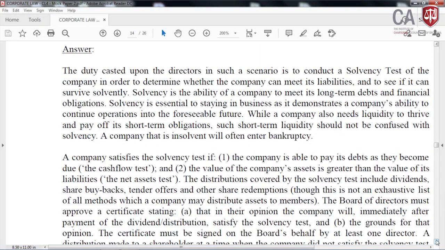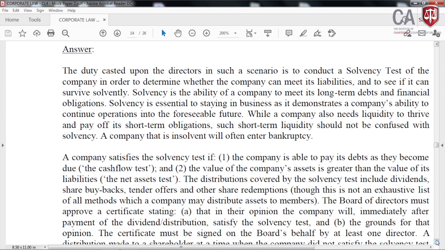So the answer is that the duty cast upon the directors in such a scenario is to conduct a solvency test of the company in order to determine whether the company can meet its liabilities and survive solvently. Solvency is the ability of a company to meet its long-term debts and financial obligations, because no shareholder would want his own company to go bankrupt or to become liable.